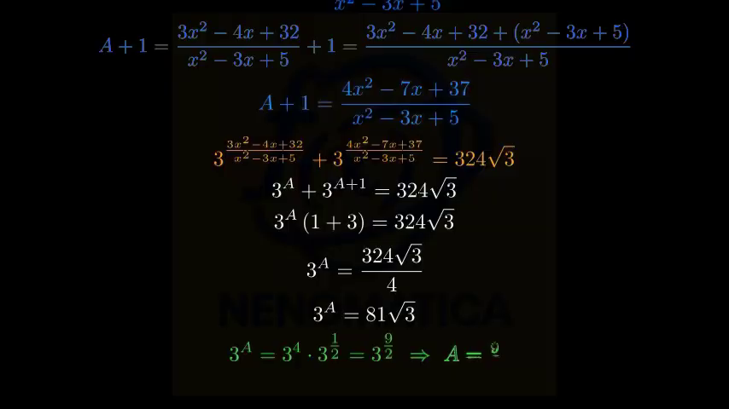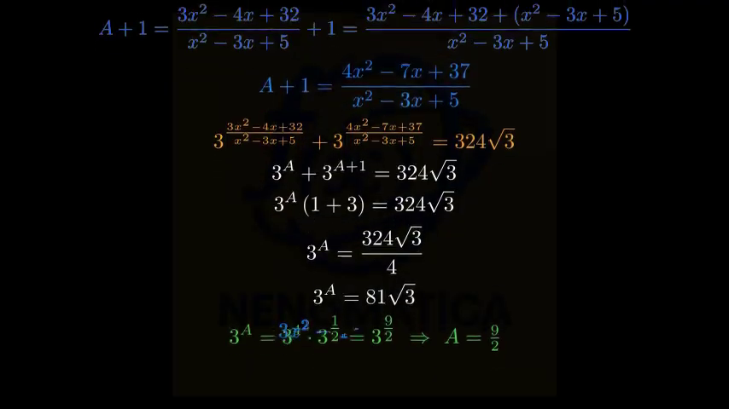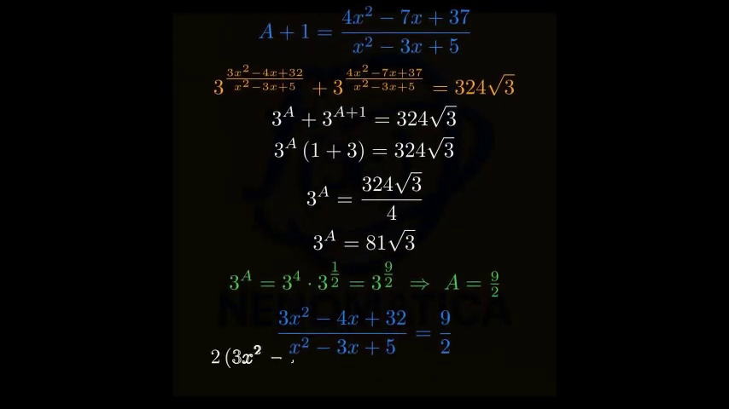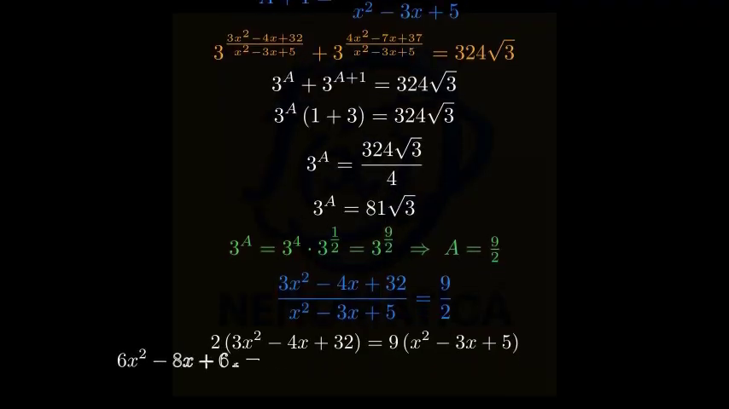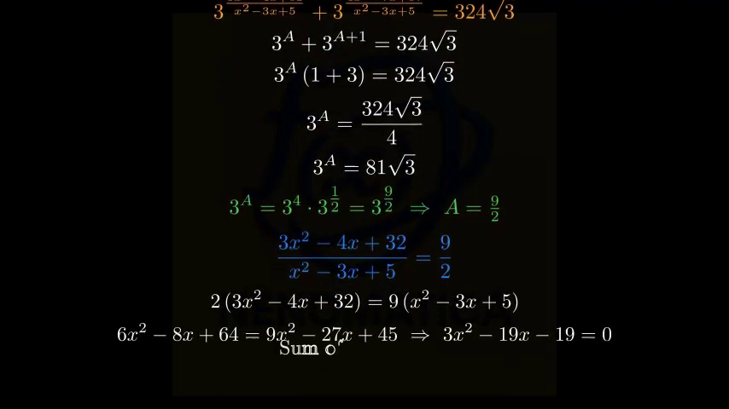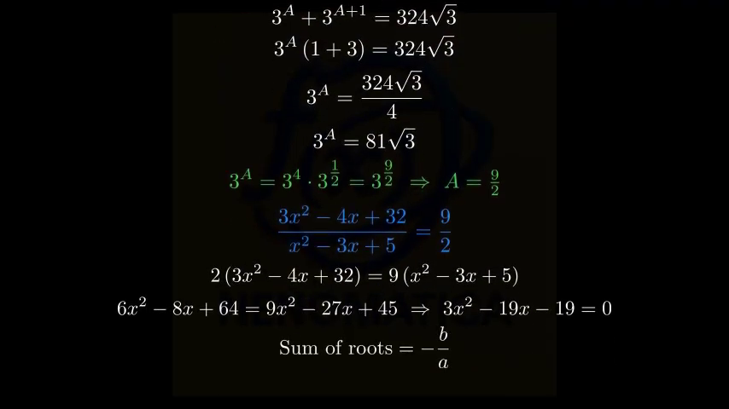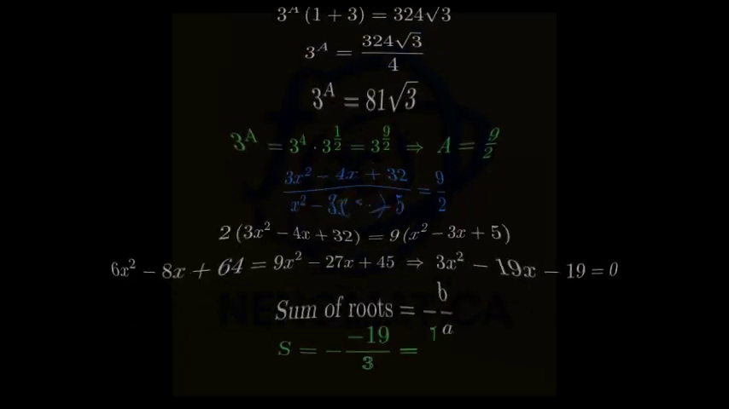Step 3. Set the definition of a equal to 9/2 and solve for x. Cross multiply, expand, and collect like terms. Step 4. The sum of the real solutions of ax squared plus bx plus c equals 0 is negative b over a. 3x squared minus 19x minus 19 equals 0. The sum is 19 over 3.